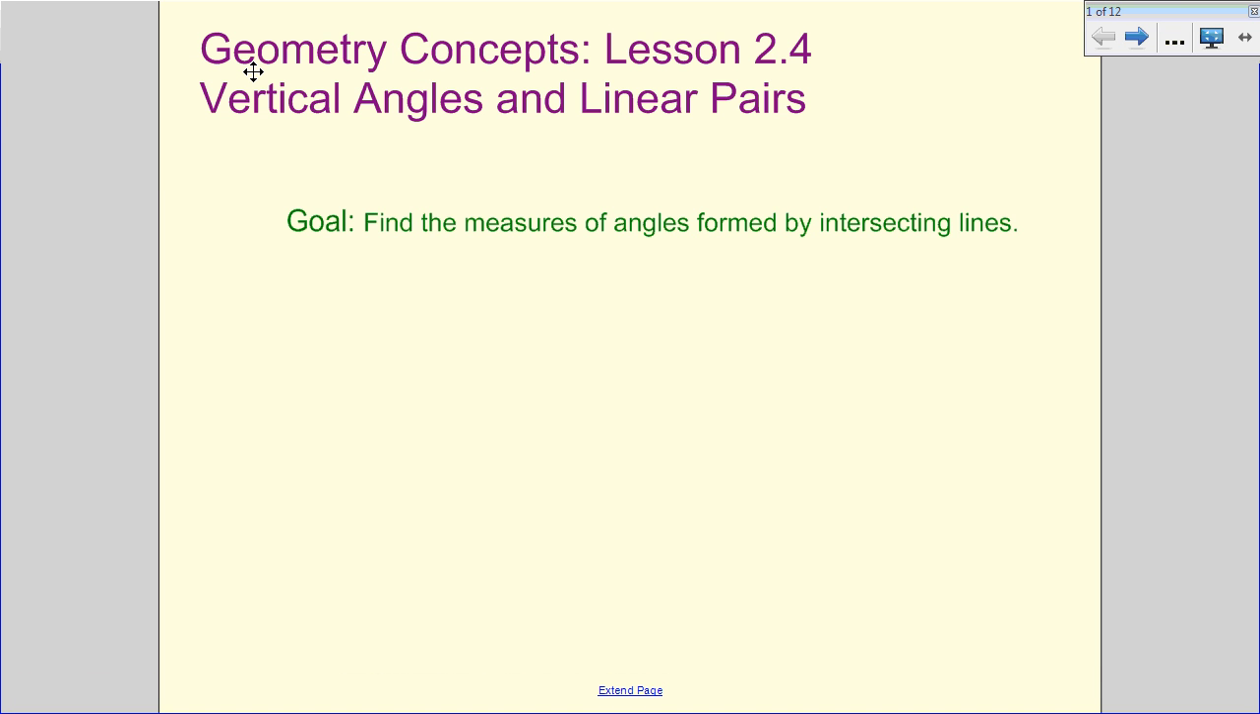Alright, ladies and gentlemen, we are ready to start lesson 2.4, which is on vertical angles and linear pairs. Yesterday we looked at these special relationships of angles between complementary and supplementary. Today we're going to take a look at special relationships between vertical angles and what we call linear pairs. Once again, our goal is to find angle measurements, but we're going to be looking at what happens when lines intersect, these special pairs of angles that we create.